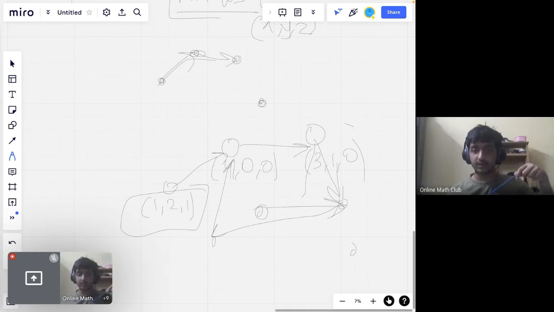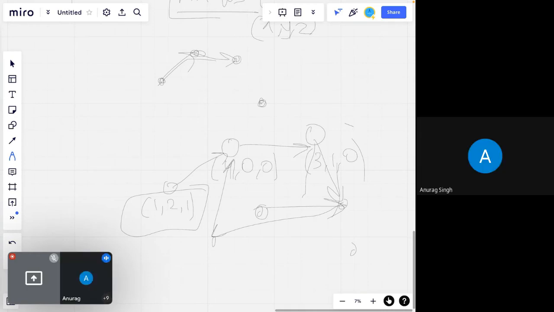Partition of 5. Yes, we can see that the sum remains 5 only. No, four only. Yes, that's true. I'm telling you that's true. That's how we showed that there's a finite number of states.